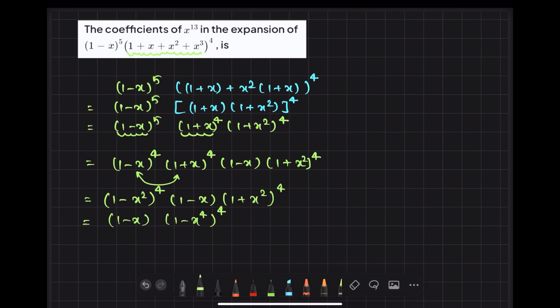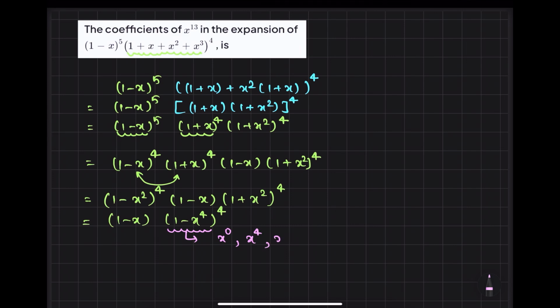Okay. Now what do we want? We want x power 13. Okay. Now look at this. So just try to observe this part. So this expansion will carry what? X power 4 power 0. That is, you can have x power 0, then x power 4 power 1, x power 4, x power 8, x power 12, x power 16. You cannot have any element other than this.